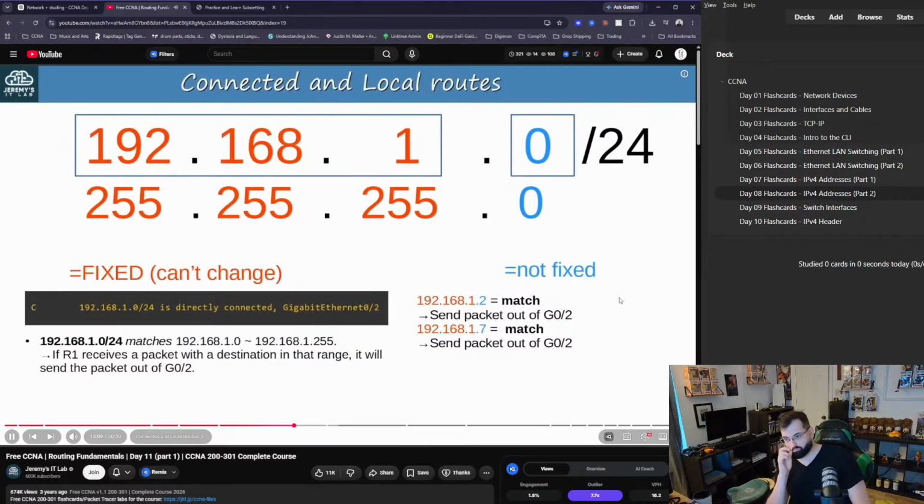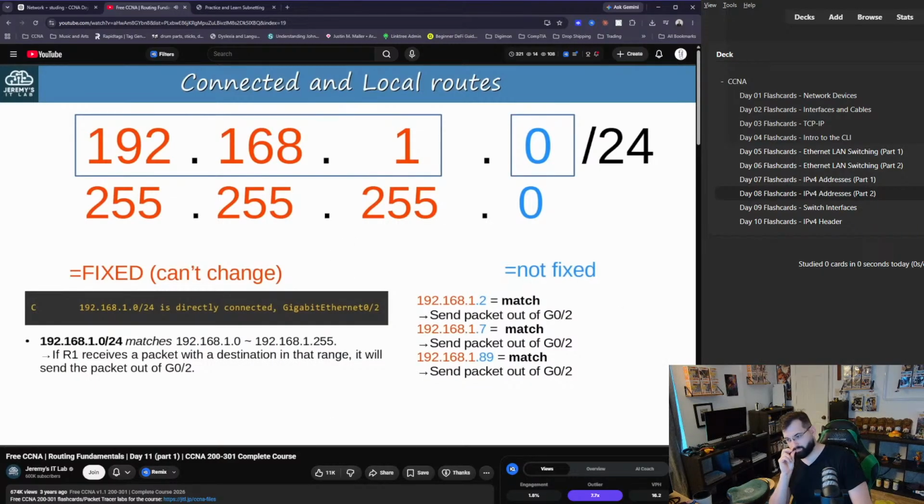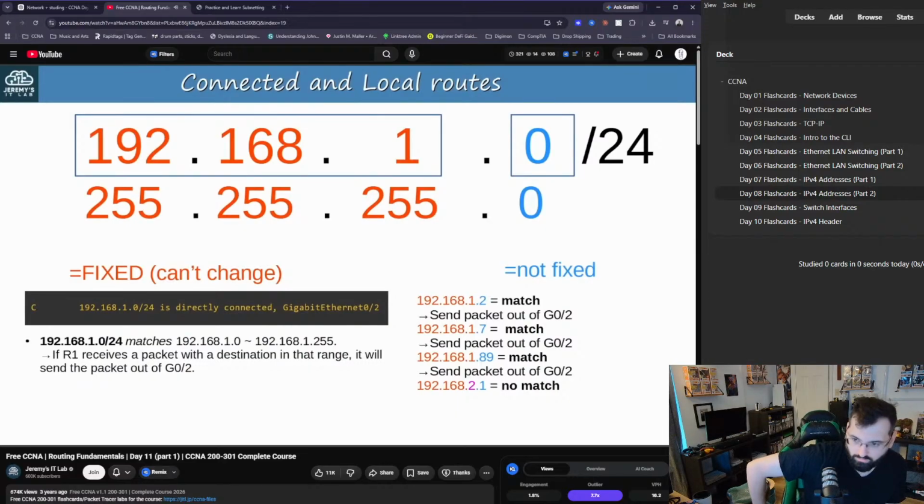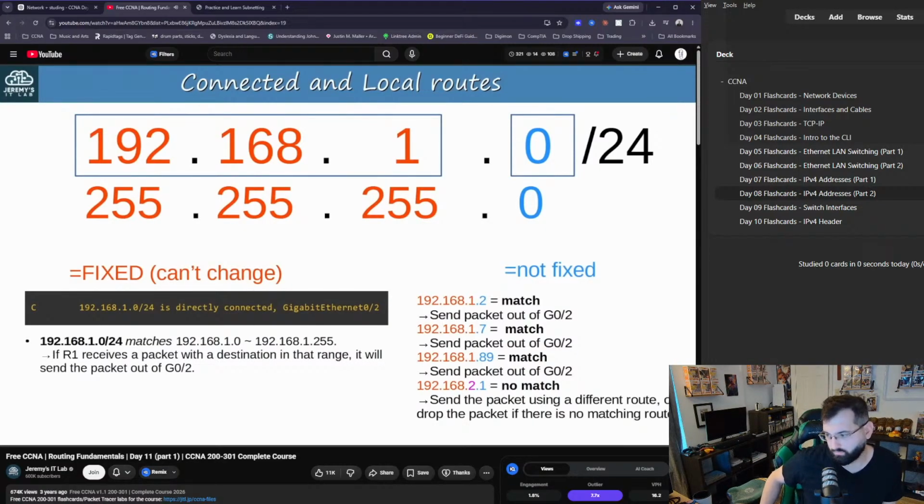.1.7 would also match this route, so R1 would forward the packet out of G02. Likewise, 192.168.1.89. A packet destined for 192.168.2.1, however, does not match. It cannot use this route, because the destination does not begin with 192.168.1. So what would R1 do with this packet? It would send the packet using a different route, or drop the packet if there is no matching route.